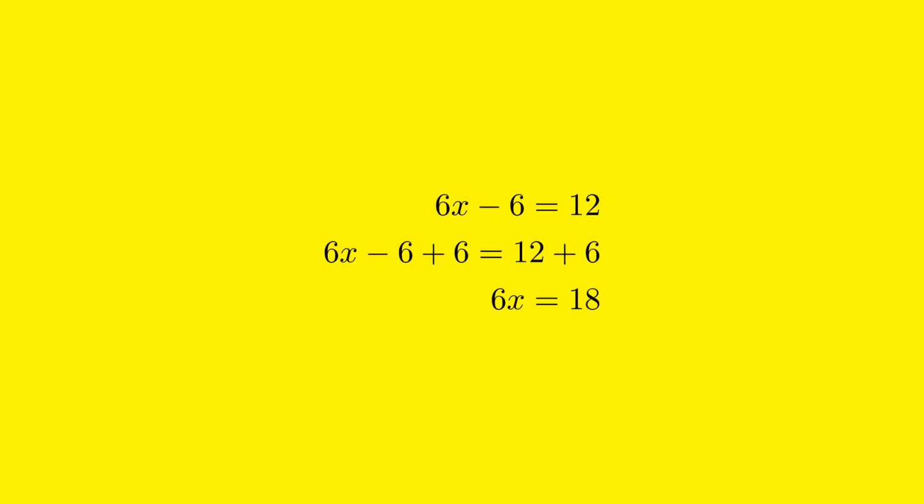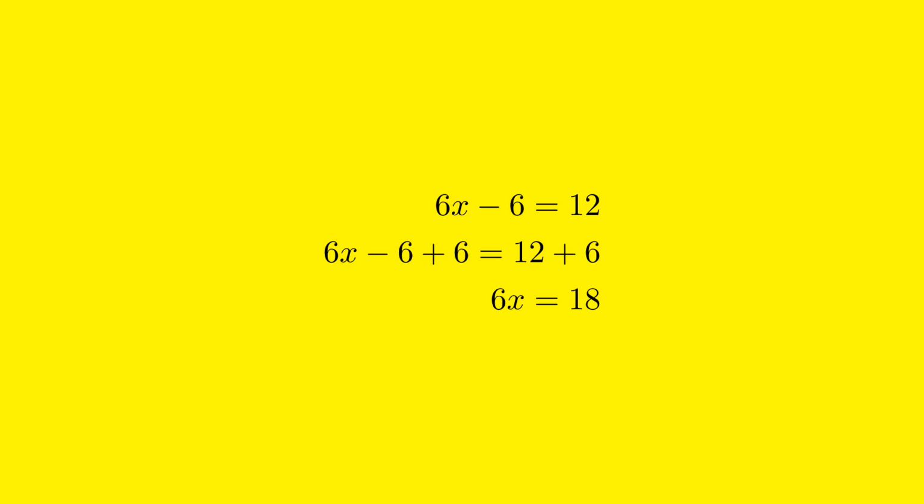Let's solve for the variable by working with the equation 6x minus 6 equals 12. Step 1. The goal is to isolate the variable x. To start, we need to eliminate the constant term that's subtracted from 6x. In this case, that term is minus 6. To remove minus 6 from the left side of the equation, we add 6 to both sides. So we take the equation 6x minus 6 equals 12 and add 6 to each side of the equation.